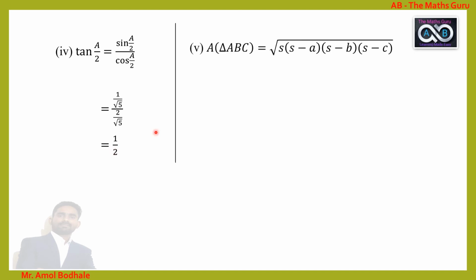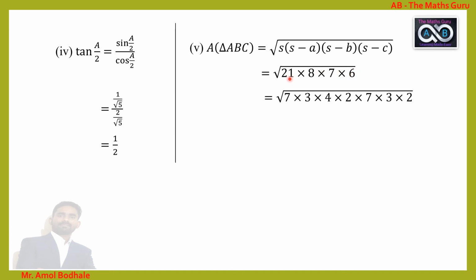The next one, area of triangle ABC. This is square root of s into (s minus a) into (s minus b) into (s minus c). As we know the values of s, a, b, c, we put here s is 21, s minus a is 8, s minus b is 7, s minus c is 6.